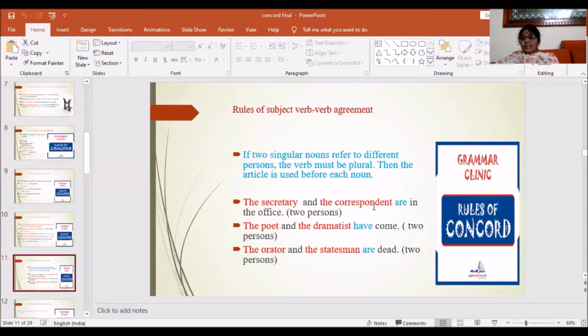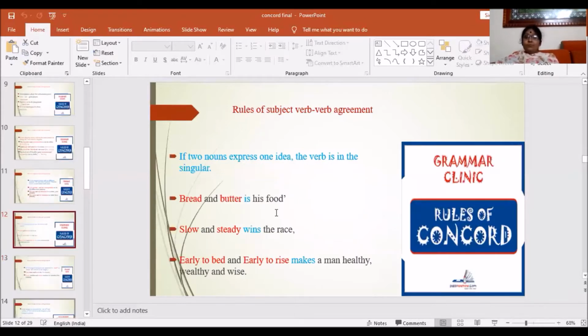Example, the secretary and the correspondent are in the office. The poet and the dramatist have come. The orator and the statesman are dead. Right? Now let us look at the other two.